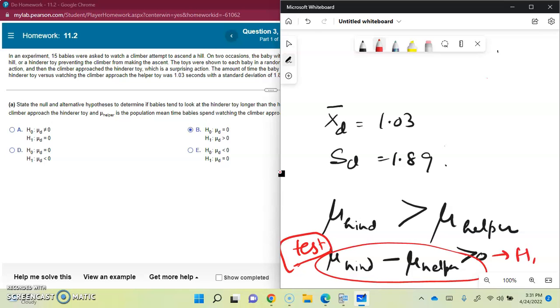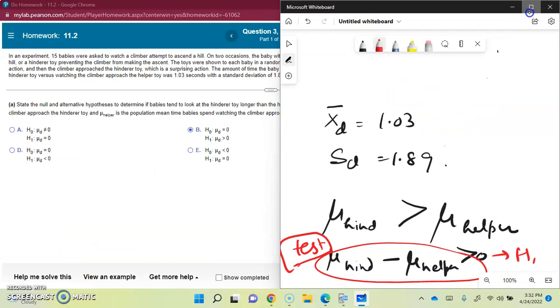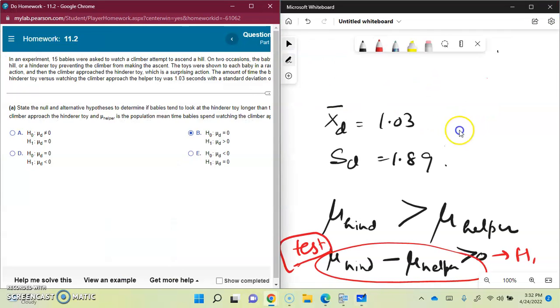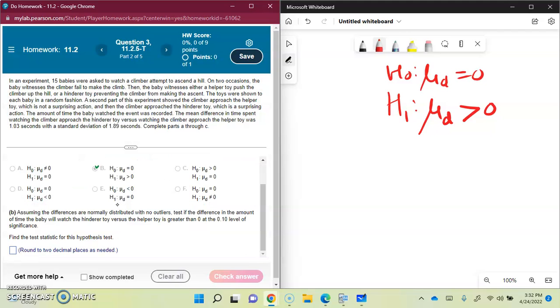What is this value? This is mu D. So your H1 would be mu difference is positive. H naught is that it is always equal to 0. So that's what you need to write. So look for the option with mu D equal to 0 and mu D more than 0. I think that's the correct option.